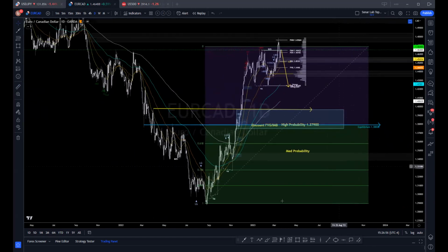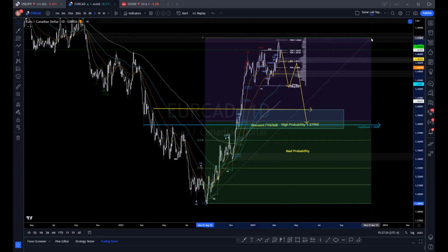Equilibrium's down here. So this is what I'm looking for. Come down all the way into this area. That means CAD would have to be strong. So I am looking for CAD to be stronger than euro. That's all it needs. This is not anything we do with dollar. This is between euro and CAD. Dollar is out of this fight.